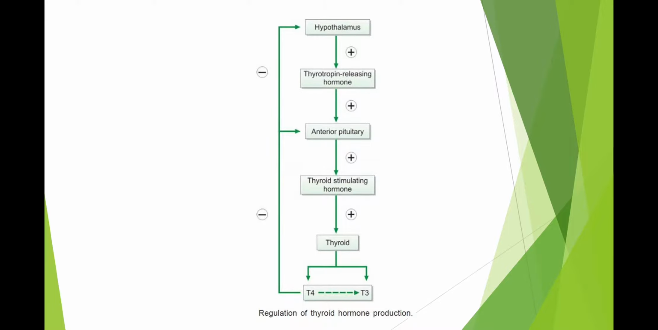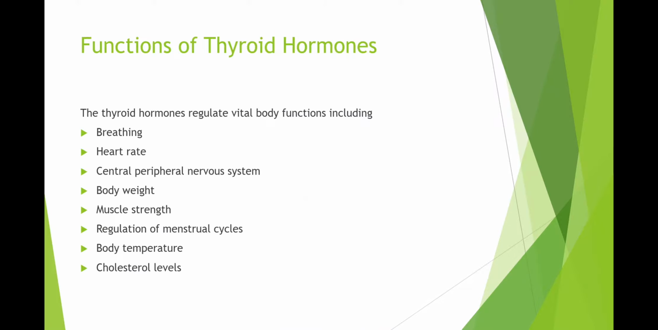The figure shows the steps of the thyroid hormone metabolism. The TRH produced by hypothalamus acts on the pituitary to stimulate TSH production, which in turn acts on the thyroid gland to secrete the thyroid hormones, and there is negative feedback mechanism by the thyroid hormones on the anterior pituitary and the hypothalamus.